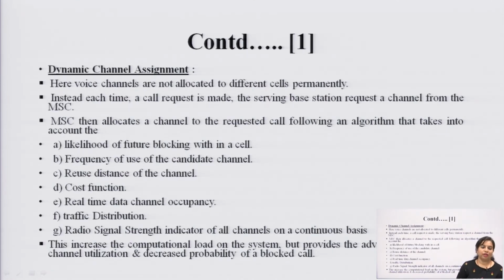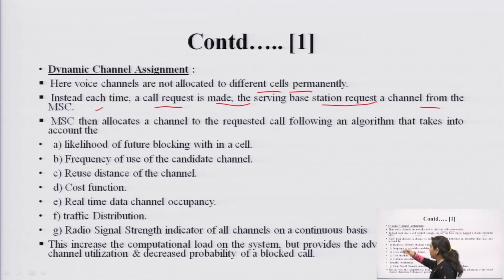Now, the next type of channel assignment is dynamic channel assignment. Here the voice channels are not allocated to different cells permanently, because it is on a demand basis. In some situations, in the case of fixed channel assignment, some of the cells are not in use, which is a wastage of that particular allotment. So, in dynamic channel assignment, each time a call request is made, the serving base station requests a channel from the MSC, that is, the mobile switching center.